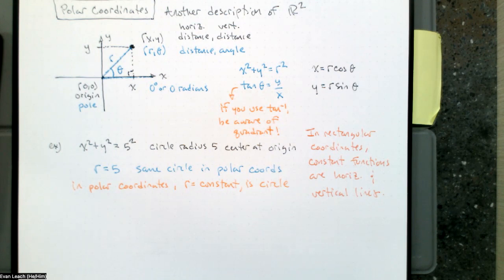In rectangular coordinates, y equals 5 is a horizontal line where y is 5 all the time. X equals -2 is a vertical line where the x coordinate is always -2. So our constant functions in rectangular coordinates are horizontal and vertical lines.